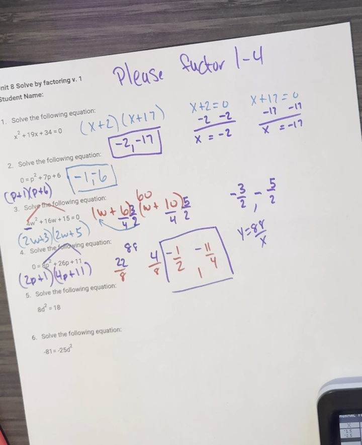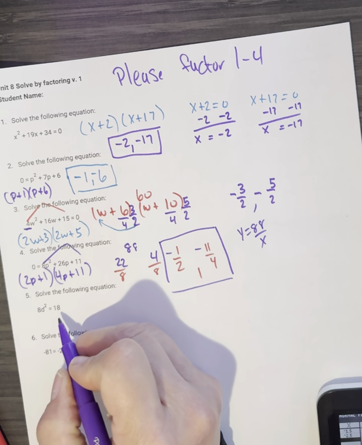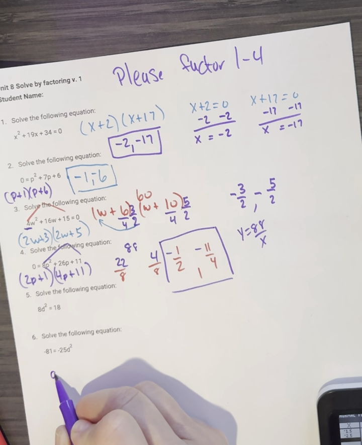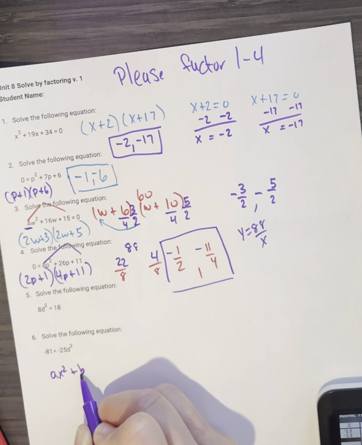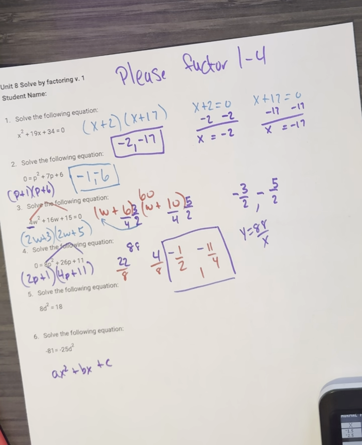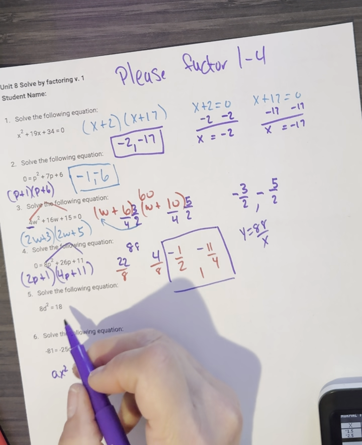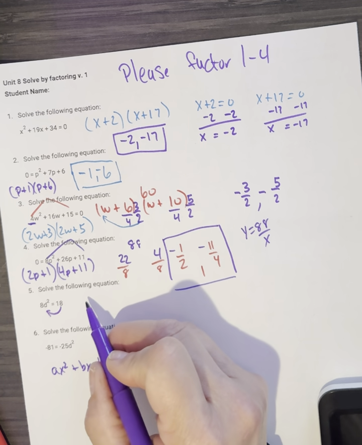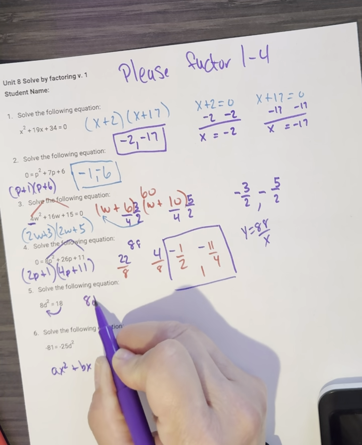Okay, number 5. 5 and 6 deal with your second formula on your formula chart. So both of these are not set equal to 0, so you have to put them in standard form, which is ax squared plus bx plus c. So, and you want your a to be positive. We're going to move the 18 over, so opposite of positive 18 is negative.